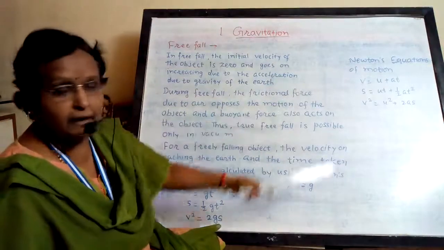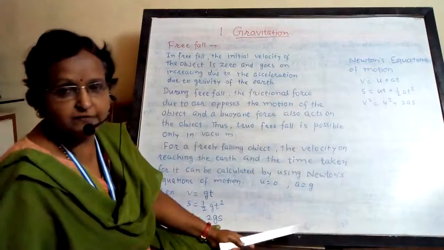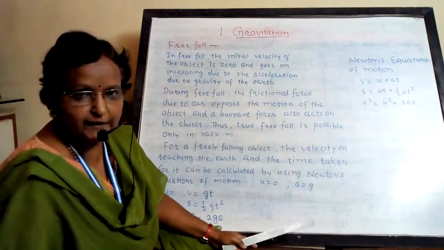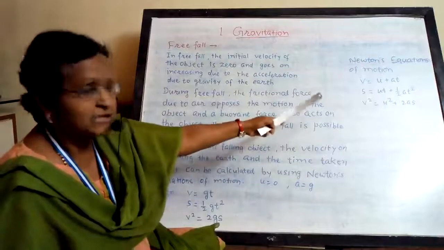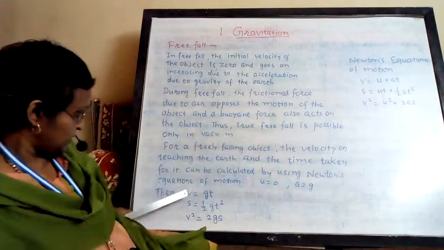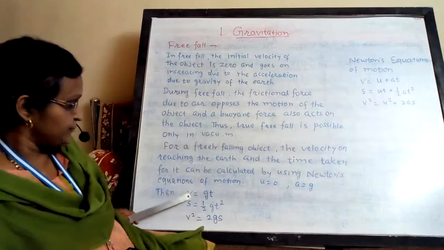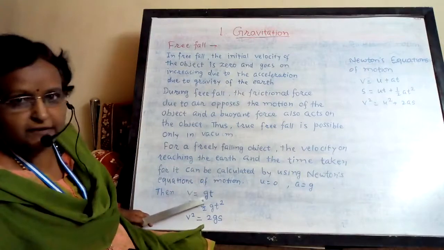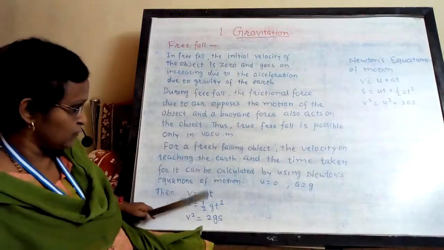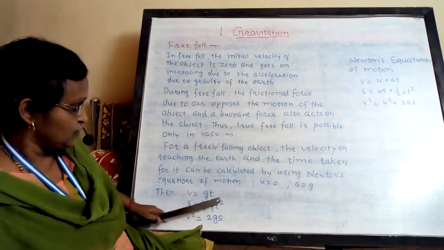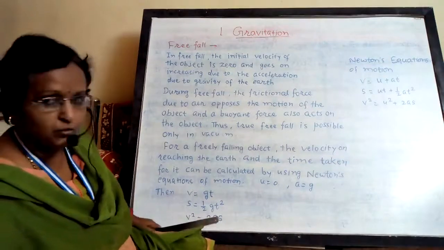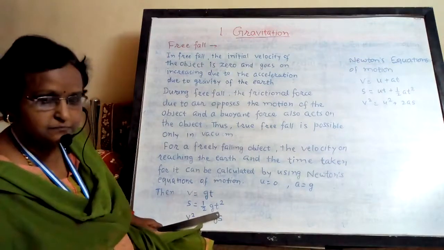Then a is written as g, because it is acceleration due to gravity, and then these equations of motion given by Newton will be written in this way. v = gt, since a is g and u is 0. So the first equation becomes v = gt, the second equation becomes s = (1/2)gt², and v² = 2gs.